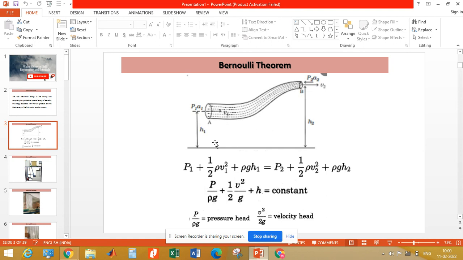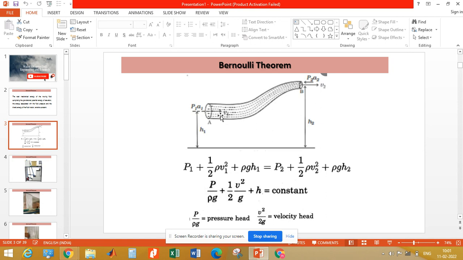Basically, the potential energy, that is rho g h1, depends upon the location of the fluid particle from the datum. If we assume this as datum, then what is the location of the fluid particle or streamline with respect to this datum?